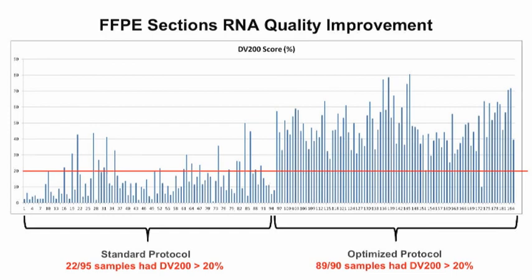Pretty dramatic improvement. There was only one sample that fell below, so 89 out of 90 had a DV200 of greater than 20%, with, in fact, most of them quite a bit higher. Almost the majority is over 40%. So a dramatic improvement. Obviously, these longer RNA transcripts should yield better representation of the transcripts and potentially less bias in the downstream analysis, and of course, certainly a much higher success rate through the overall protocol.